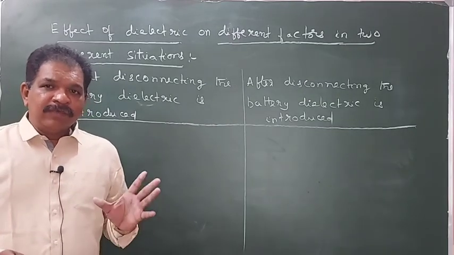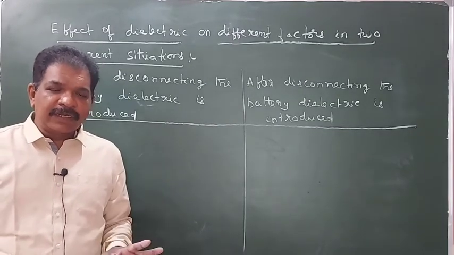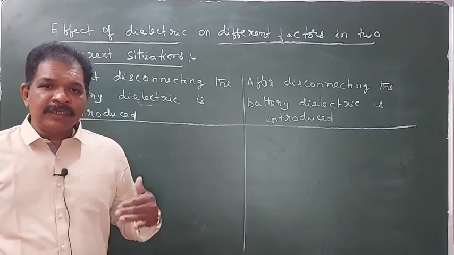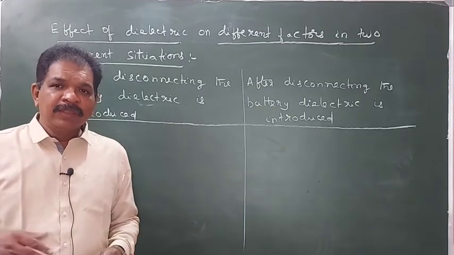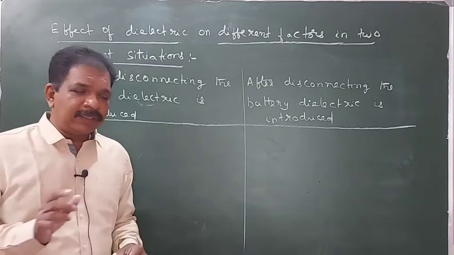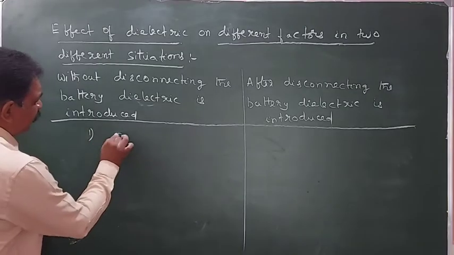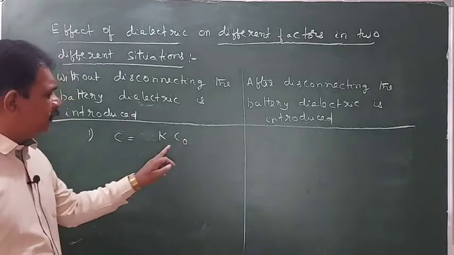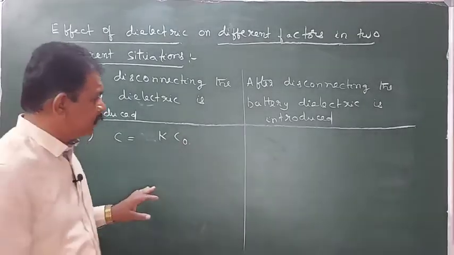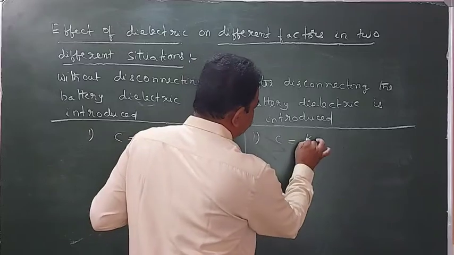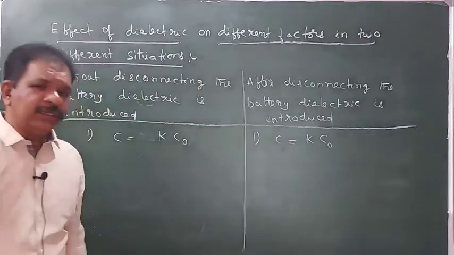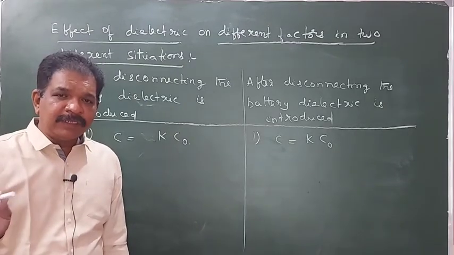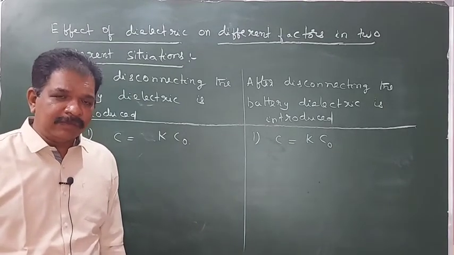So listen, whether we disconnect the battery or we do not disconnect the battery, capacity after introduction of the dielectric always increases by K times. So in these two cases, capacity will be K into C naught. C naught will be initial capacity. Here also what will happen? C is equal to K into C naught. Whether you disconnect or not, capacity will always increase by K times.